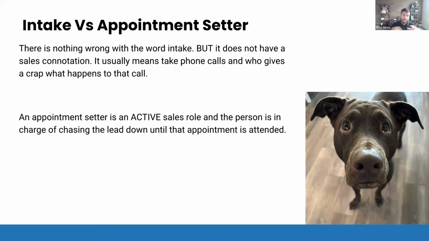So if you get everybody on board with that mission and everybody on board with the language of an appointment setter, they now are in the role of appointment setting, not intake. I know that that's not really much of a distinction, but it's a huge distinction in how they handle and treat the lead and how they handle each phone call. All right. So super important distinction there.